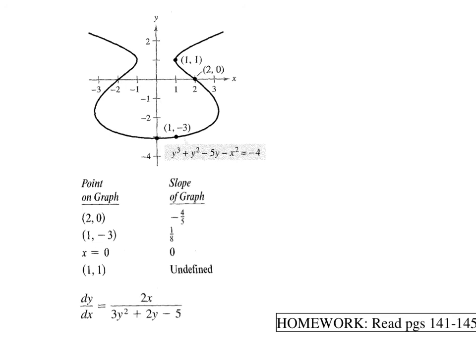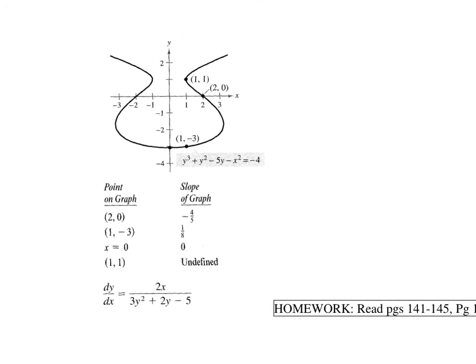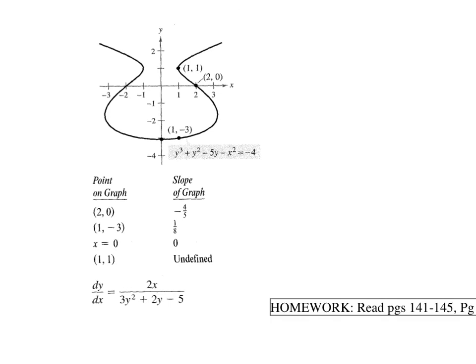Alright? But notice here, we have different points, 2, 0. If we plug in 2, 0 into our derivative that we had, we'll get a negative 4/5. Alright? Which makes sense. If you look at it right here, you know, it's going downhill. Okay, so there's our derivative with the negative 4/5 going through 2, 0. At 1, negative 3, you can see the tangent line is going to be something like that. So you see a positive 1/8 slope.